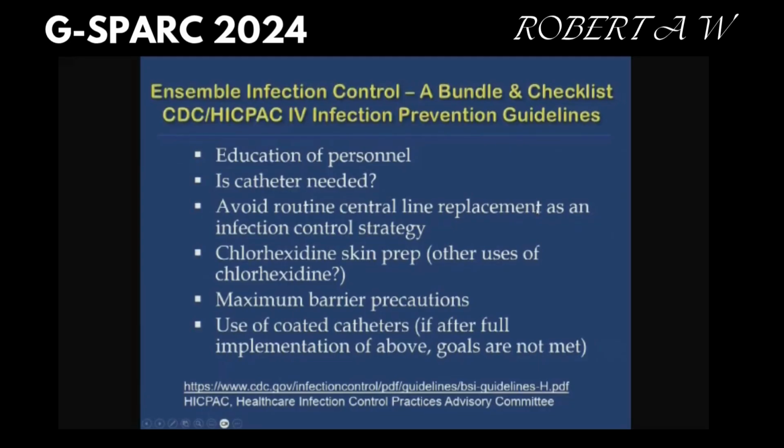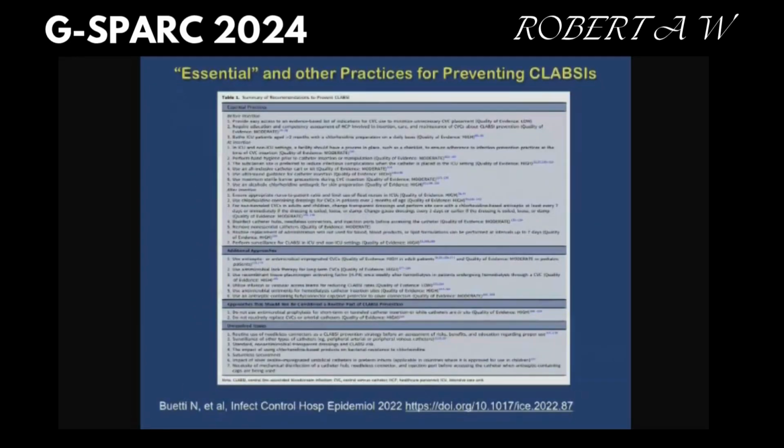The most recent iteration of this ensemble is shown here. Many, many more aspects to it. An interesting issue is that the contribution of the individual aspects to the ensemble is not known. So do we have to do all these, or if we just wear maximum barrier precautions and prep the site, those two interventions, are they enough? We really don't know, and that needs to be figured out because these interventions may become overwhelming. So the big question is, which of these aspects of the ensemble is truly essential?